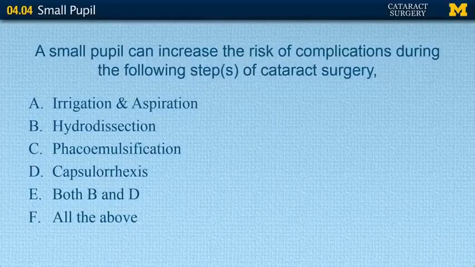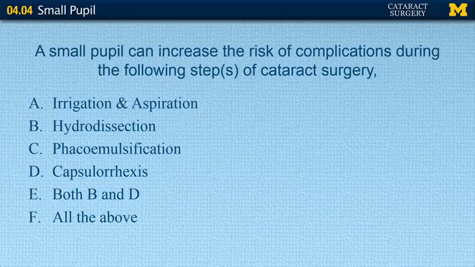So we'll start with a pretest. First question. A small pupil can increase the risk of complications during the following steps of cataract surgery. A, irrigation and aspiration. B, hydrodissection. C, phacoemulsification. D, capsulorhexis. E, both B and D, and F, all the above.